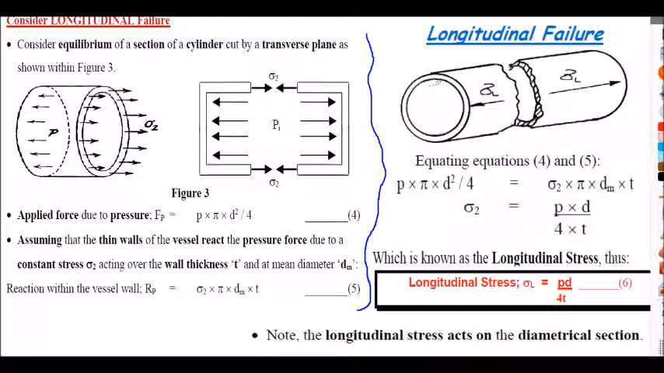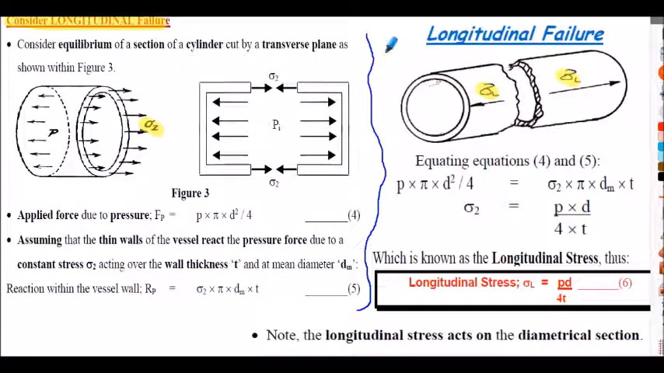Let's consider longitudinal failure, a second failure we need to be aware of here. This is where, as it shows in the sketch, we've got the 2 halves of the cylinder being forced apart in a longitudinal sense. On this diagram, they've called it sigma 2. It's the stress in the wall. That's basically a longitudinal stress.